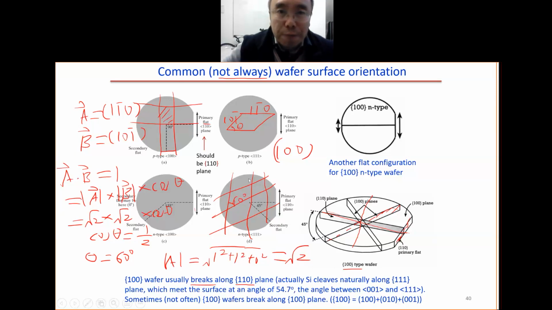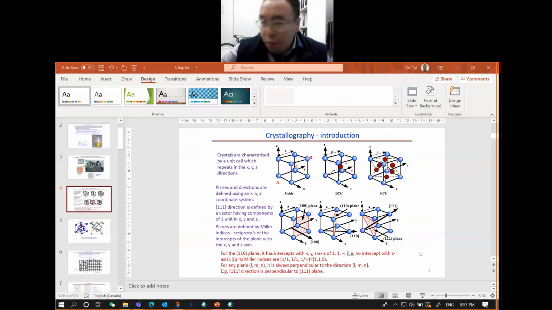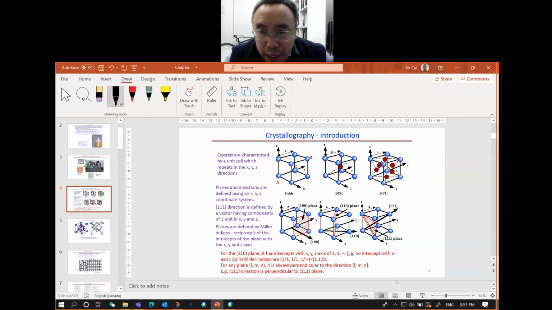If you look at this triangular shape here, this line, this line, and this line, those lines, one is 1 1 0, another is 1 minus 1 0, and so on. Those 110 lines have 60 degrees between them. This is 60 degrees.